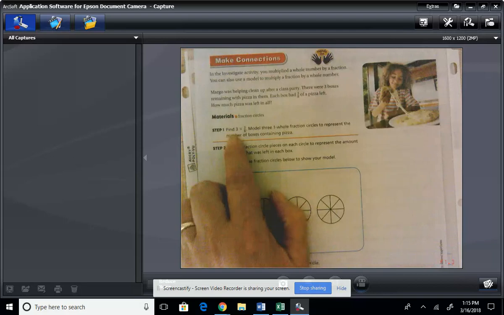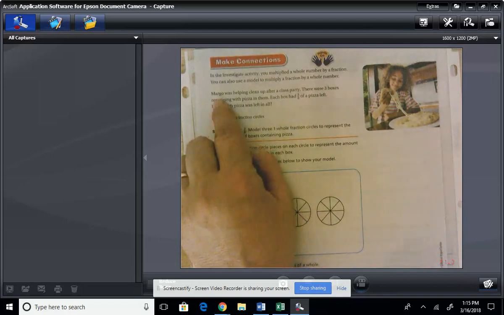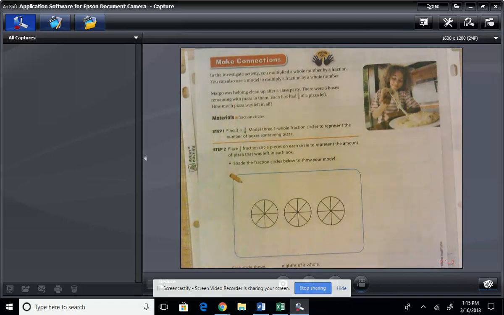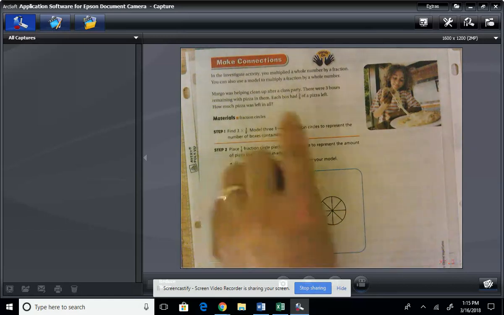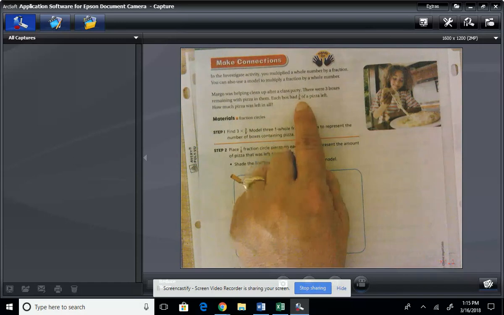So step 1. Oh, we better read the story problem. Megan was helping clean up after a class party. There were 3 boxes remaining with pizza in them. Each box had 3/8 of the pizza left. How much pizza was left in all? All right, so I know I'm multiplying because there was 3/8 of the pizza.